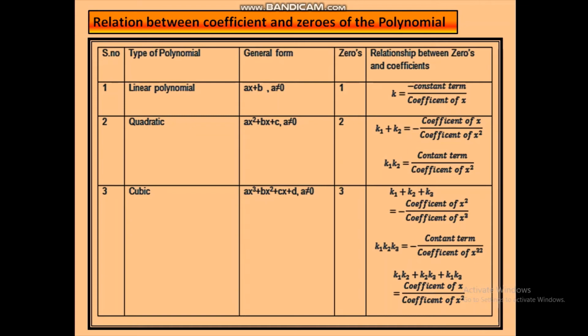coefficient of x. If we talk about quadratic polynomial, the general form of quadratic polynomial is ax square plus bx plus c, where a is not equal to 0. It has two zeros, k1 and k2. So the sum of zeros is equal to minus coefficient of x by coefficient of x square, and the product of zeros is equal to constant term by coefficient of x square.